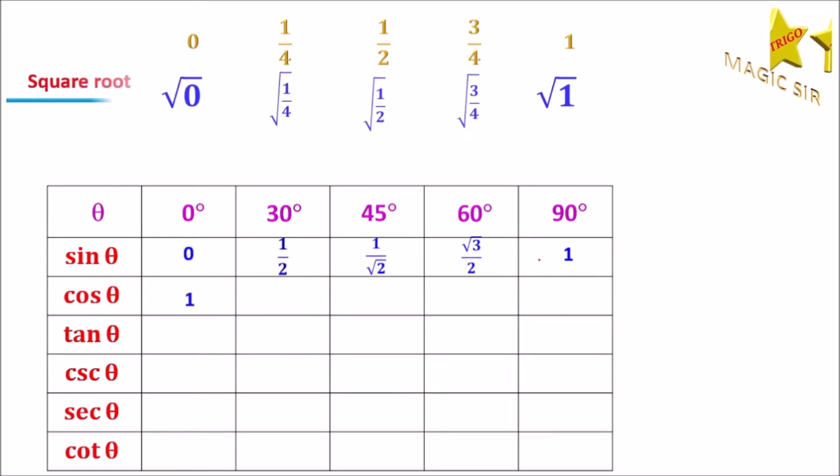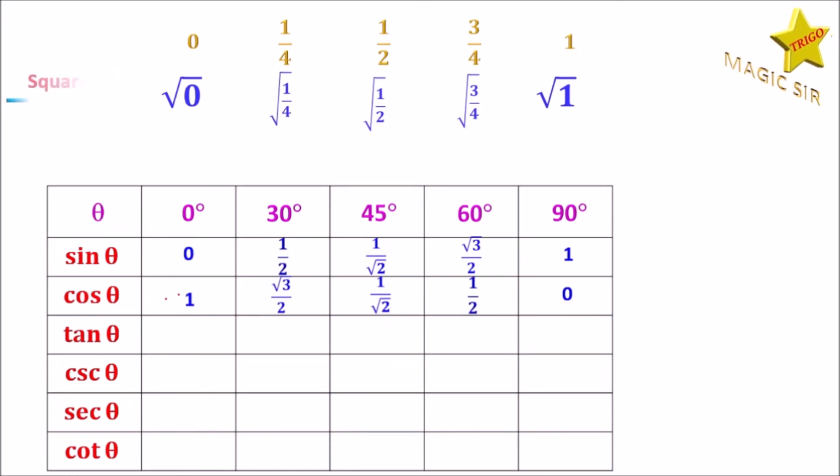So we write cos 0 degree is equal to 1 in the reverse order. Cos 30 degree is equal to root 3 by 2. Cos 45 degrees is equal to 1 upon root 2. Cos 60 degrees is equal to 1 upon 2. And cos 90 degrees is equal to 0.